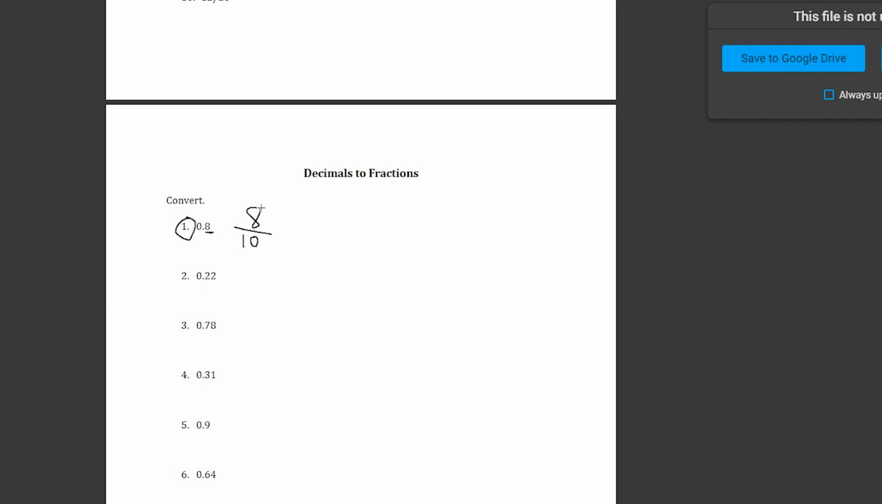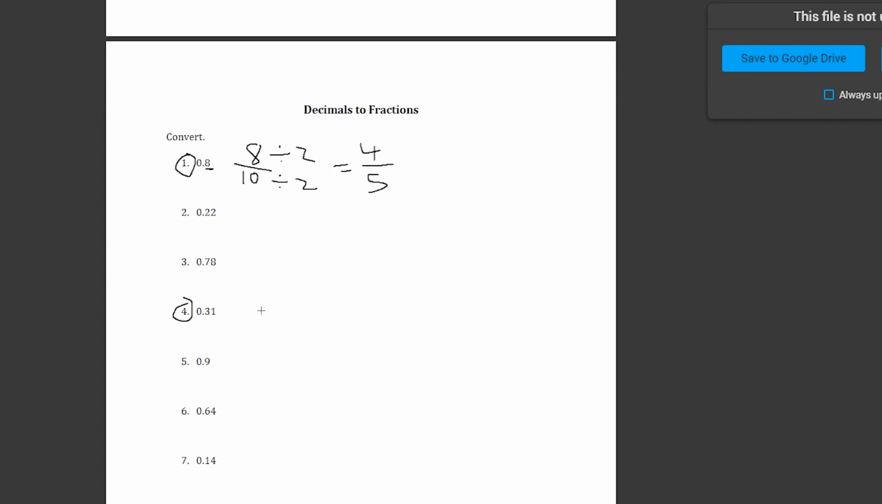But we're not done yet, because we can actually simplify this fraction more by dividing each number by 2. So if we do 8 divided by 2, we get 4. And if we do 10 divided by 2, we get 5. And now we can't simplify this fraction any further. So our answer for number 1 is 4 over 5.